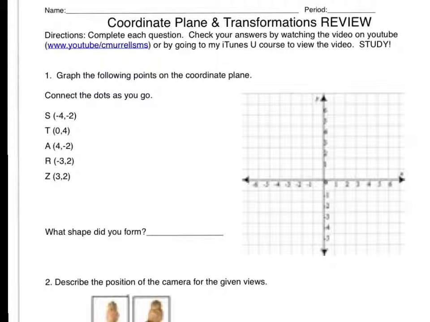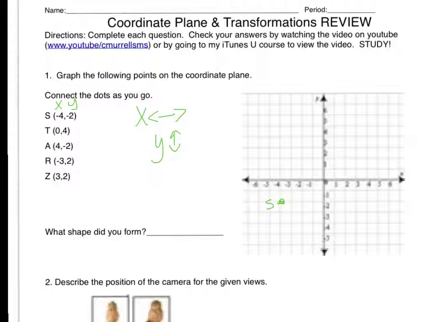So we're going to start at the origin, and for S, we're going to go -4, which remember we always do the X first and then the Y. X tells us left or right, and Y tells us up or down. So on this first one, we go left 4, and then the Y is -2, so that tells us to go down 2. So for the first point, we are right here, and that's S.